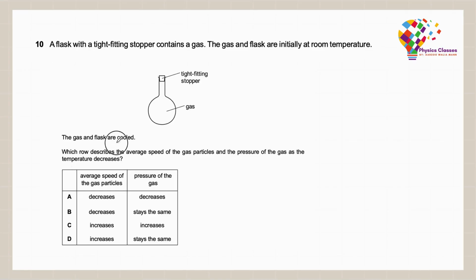For question 10, a flask with a tight fitting stopper contains a gas, and the gas and the flask are initially at room temperature. The gas and the flask are cooled, which means that the temperature has been reduced. Which row describes the average speed of the gas particles and the pressure of the gas as the temperature decreases? See, the kinetic energy of the particles is directly proportional to the temperature. So if we lower the temperature, then the kinetic energy is reduced. And since kinetic energy is the one that decides the speed, if the kinetic energy is less, then the speed also has to be less. So the average speed of the gas particles has to reduce.